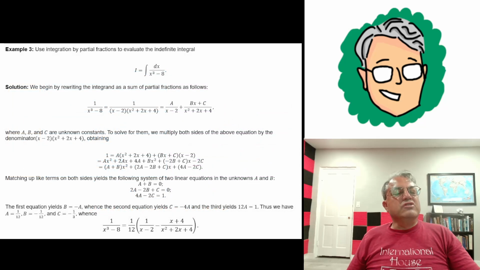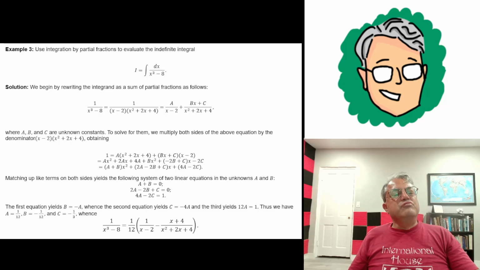Here's the integral I want to try to solve. Suppose we're given the integral of dx over x cubed minus 8. We're asked to evaluate this indefinite integral. So how do we do it? Well, the first thing we do is we factor the denominator. That's always what we do.